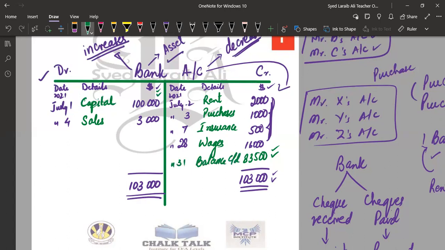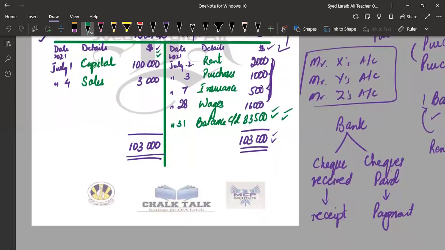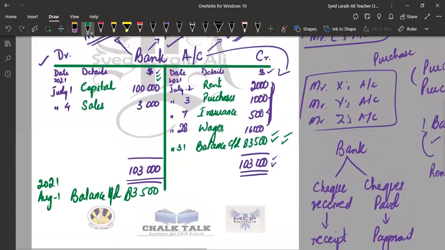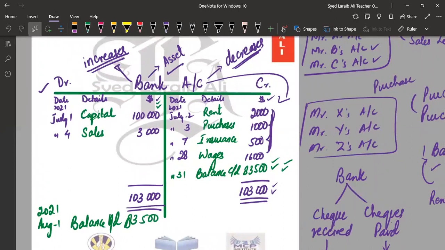And it is always done at the last day of the month, which is 31st of July. So your balance carried down is 83,500. And this 83,500 will be your next month balance brought down. So after July, we have August 1st, 2021. And this would be your balance BD. I hope this is clear to you. Remember that the difference of balance BD and balance CD is: balance CD is the closing balance of the current month and balance BD is the opening balance of the new month or the next month.